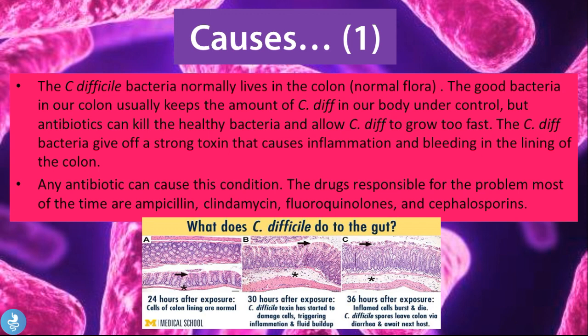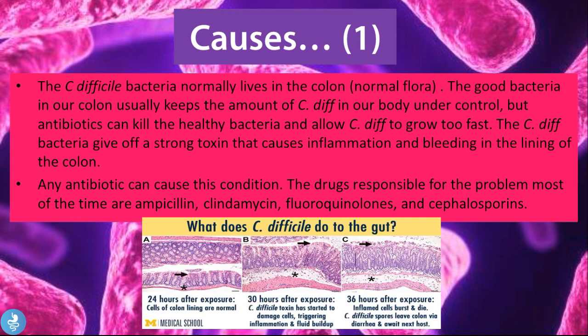So what are the causes of pseudomembranous colitis? The Clostridium difficile bacteria normally lives in our colon and is part of the normal flora. The good bacteria in our colon usually keeps the amount of C. diff in our body under control, but antibiotics can kill the healthy bacteria and allow C. diff to grow too fast.